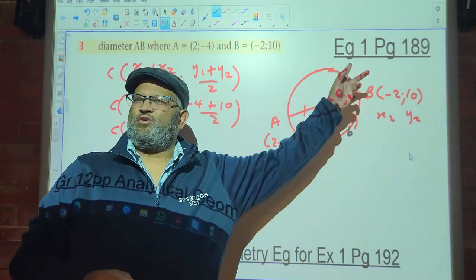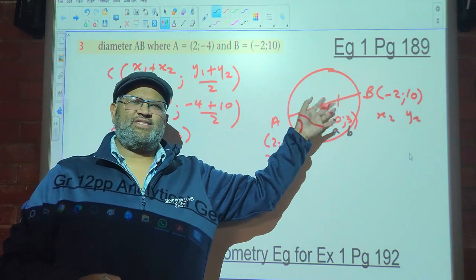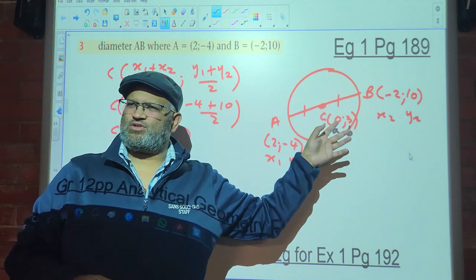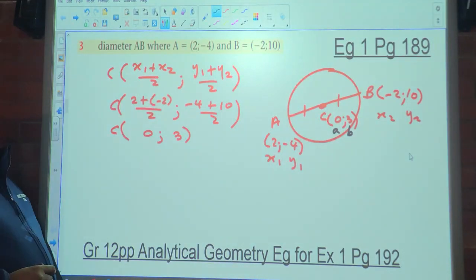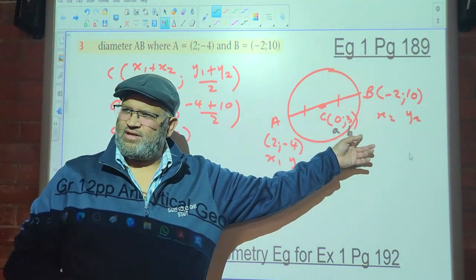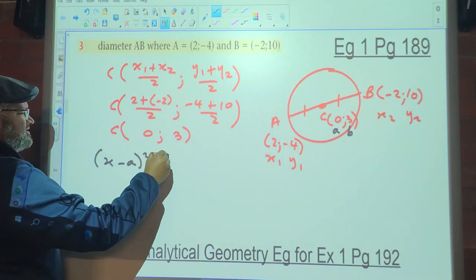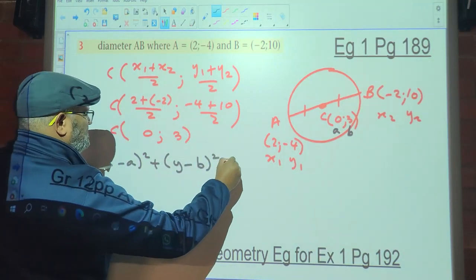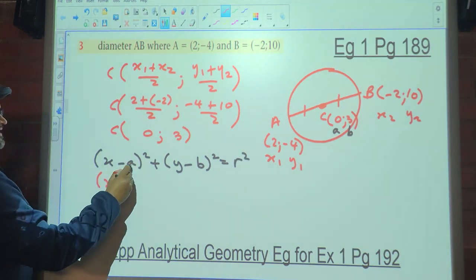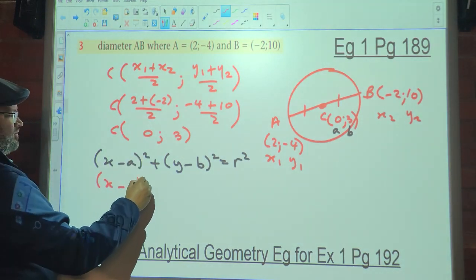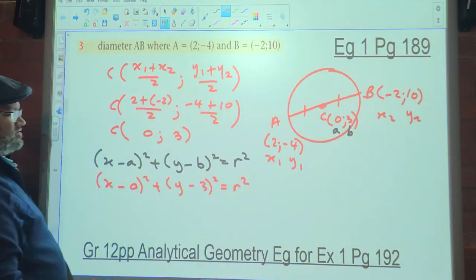So which one of the two equations would be evident here? x squared plus y squared equals r squared, or (x minus a) squared plus (y minus b) squared equals r squared? The first one or the second one? The second one. Why? Because the center is not at the origin. So the formula is (x minus a) squared plus (y minus b) squared equals r squared. So let's go. What's your a value? 0. So x minus 0 squared plus (y minus 3) squared equals r squared.